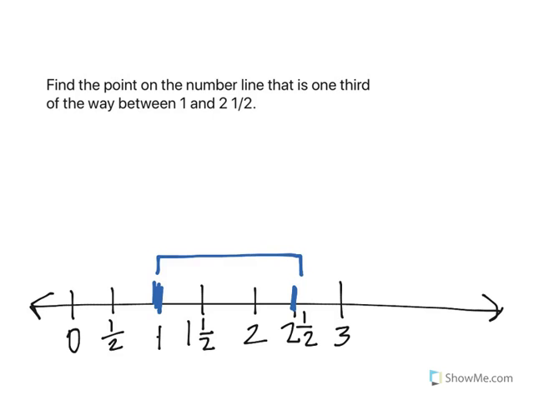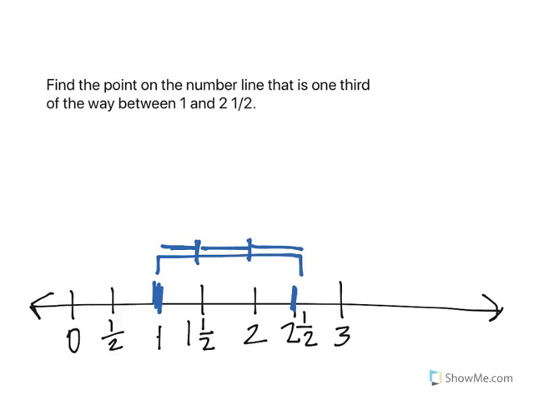If I do this, I can notice that there's actually 3 spaces the way that this has been done. So there's 1, 2, 3 spaces. So there's the space between 1 and 1.5, and then the space between 1.5 and 2, and the space between 2 and 2.5. So that makes 3 equal sized pieces.